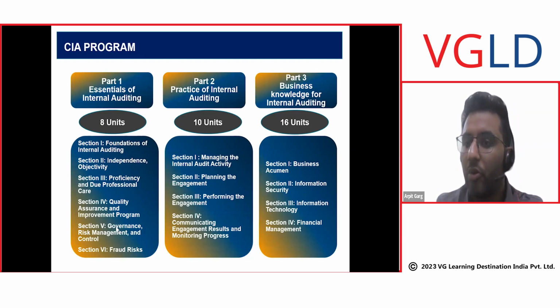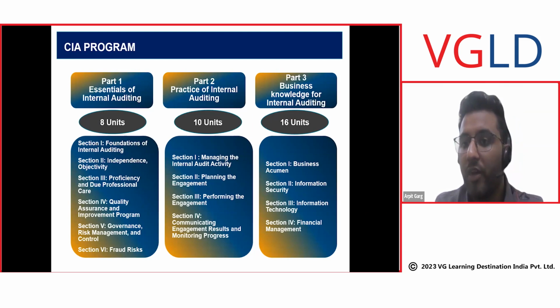Section 5 is all about governance, risk management, and control. And Section 6 is about fraud risk. So basically, this is where we understand the basics and fundamentals of internal auditing. We understand what the standards are, what the IPPF framework is, and what the code of ethics is. Then we talk about the key skill set in terms of proficiency.